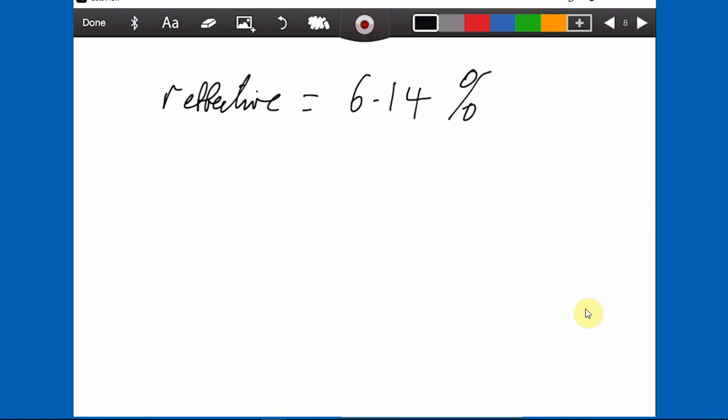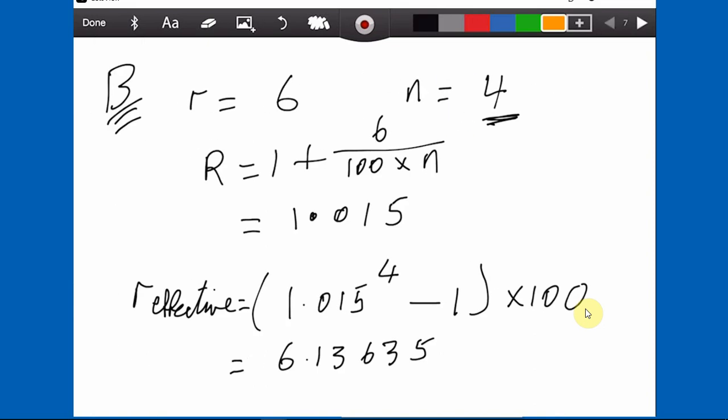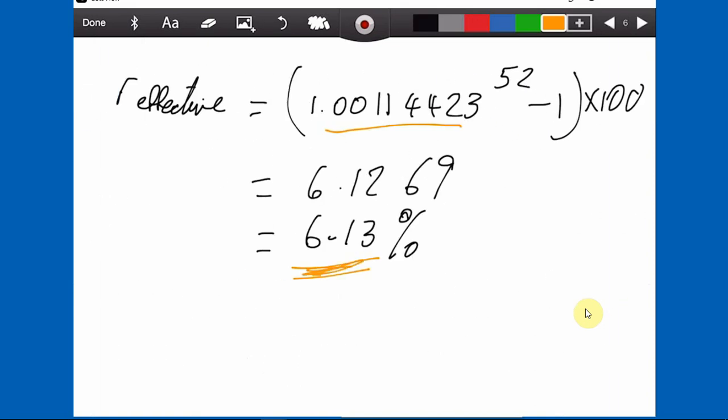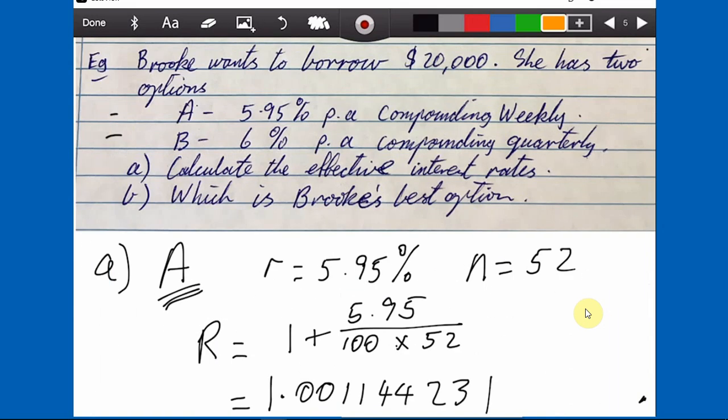All right, so part A, we've got 6.14, and which 6.13. So part B, which is Brooke's best option? Now, before we figure out what her best option is, we've got to go back and we'll say Brooke wants to borrow.